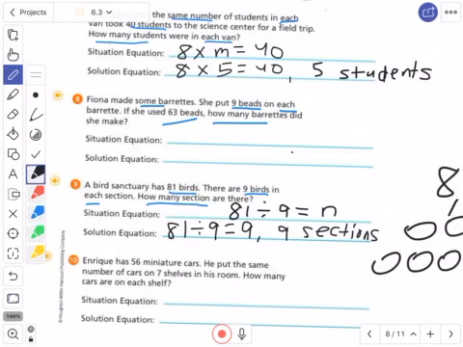So I could put my variable right away. So P, she put 9 on each, so it's going to be times. P times 9 equals 63. And I know that 7 times 9 equals 63. So my answer then is 7 barrettes.